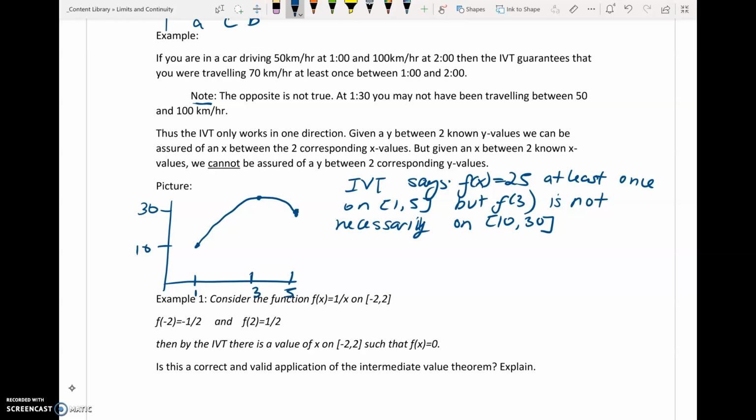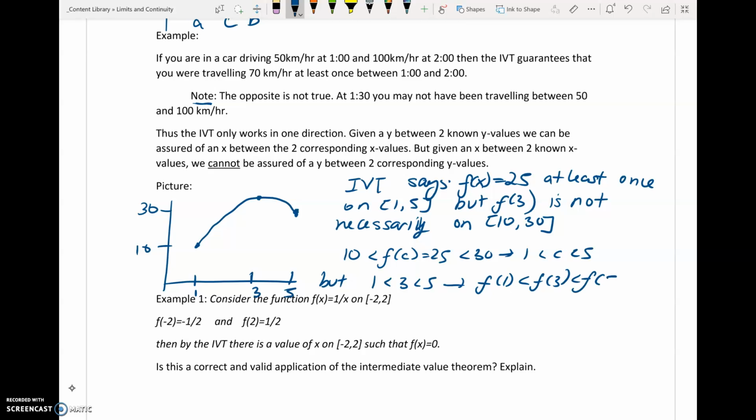So the IVT can say, we know that 25, which is our f of c in this case, sits between 10 and 30. So that means our value of c will sit in between the interval 1 to 5. But we can't say that because we know 3 sits in between 1 and 5, that f of 1 is smaller than f of 3, which is smaller than f of 5.